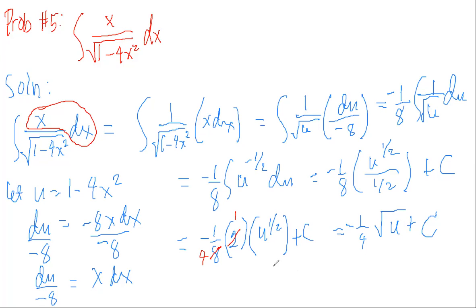So let's write the final answer. This becomes negative the square root of 1 minus 4x squared, over 4, plus c. This is our final answer. And I hope we got the same answer.